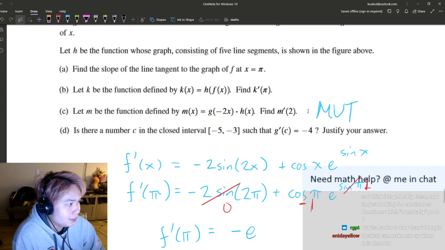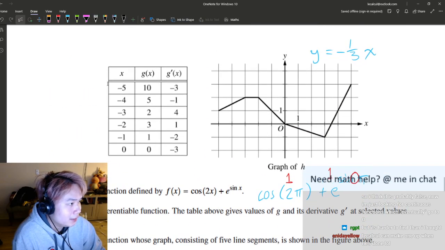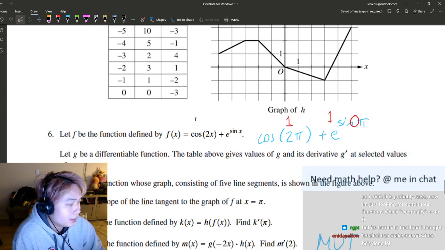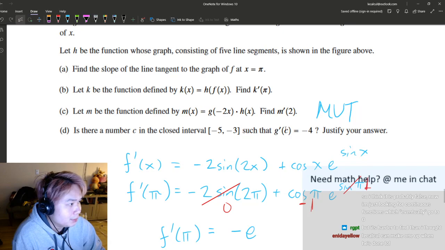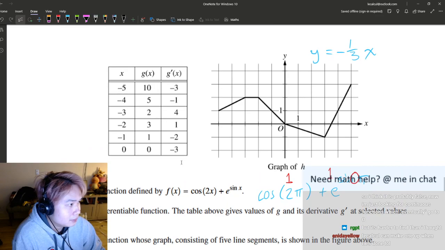g is differentiable, and so I can apply mean value theorem to it from negative 5 to negative 3. So just looking at these values here, is there going to be something that has negative 4?